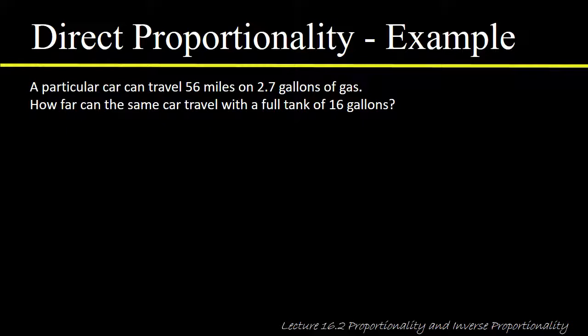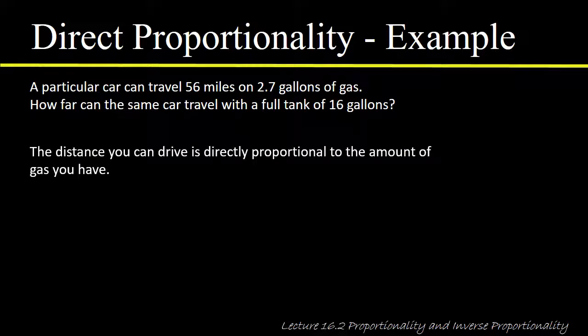All right, so let's take a look at a fairly simple problem. A particular car can travel 56 miles on 2.7 gallons of gas. How far can the same car travel with a full tank of 16 gallons? Well, it seems pretty intuitive, I hope, that the distance that you can travel is directly proportional to the amount of gas you have. If you've got twice as much gas, you can drive twice as far. If you've got 5 times as much gas, you can go 5 times as far.